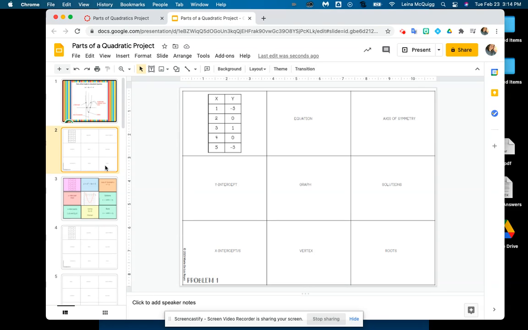We are going to be working on this over the next few days. So if you don't see assignments posted, that means you need to be working on this project. This is a test grade for this unit. This is the test grade for this unit. So make sure you get it done and turn it in on time.